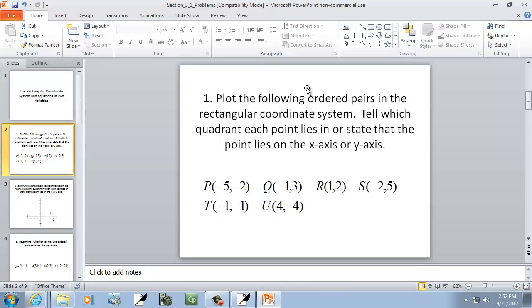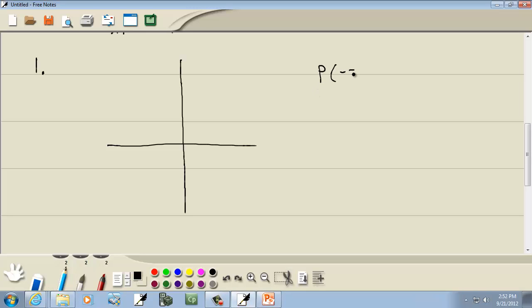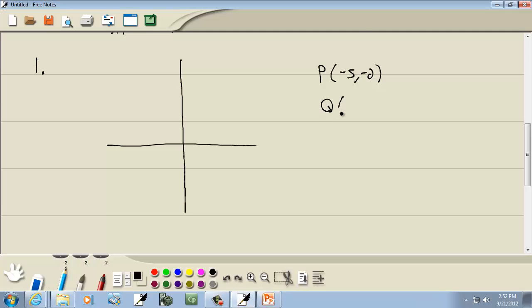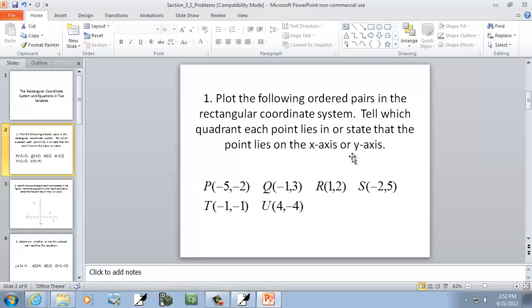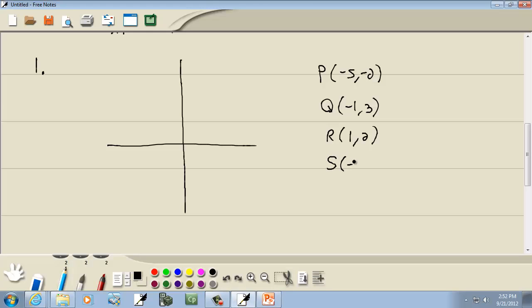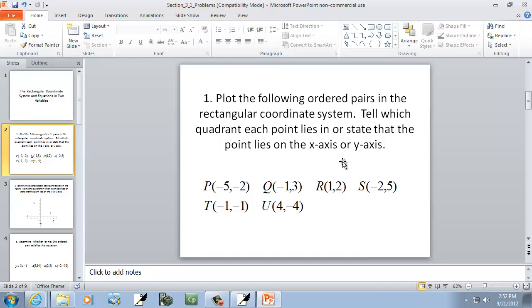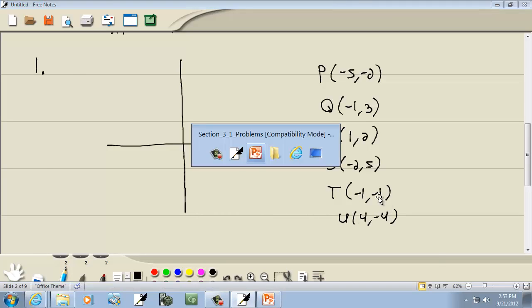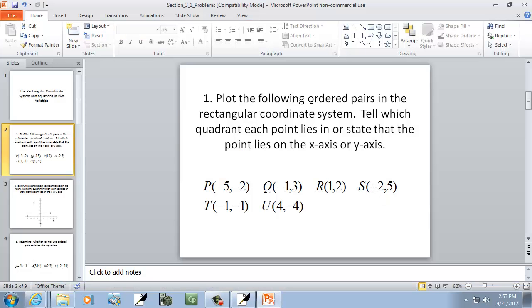Let's see, our first point is, actually, let me go ahead and write them all down here. P is -5, -2. Q is -1, 3. R is 1, 2. S is -2, 5. T is -1, -1. And U is 4, -4. Now the first thing it says is plot the following ordered pairs in a rectangular coordinate system. So let's do that first.